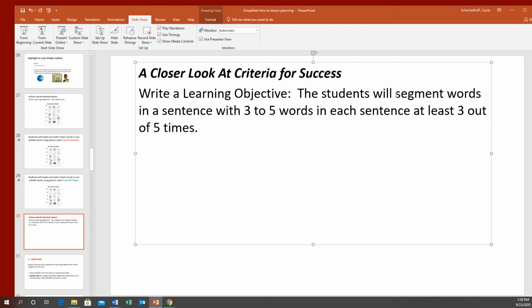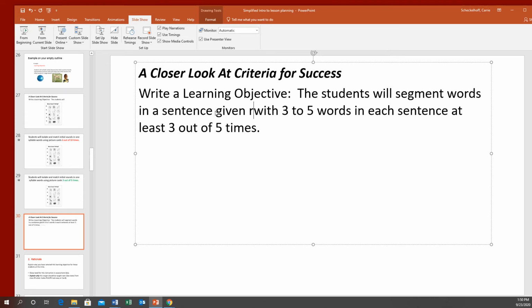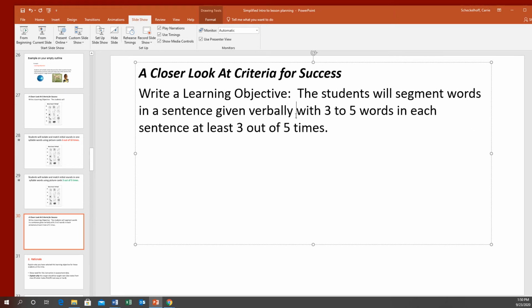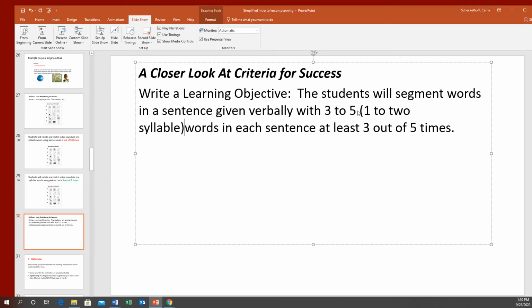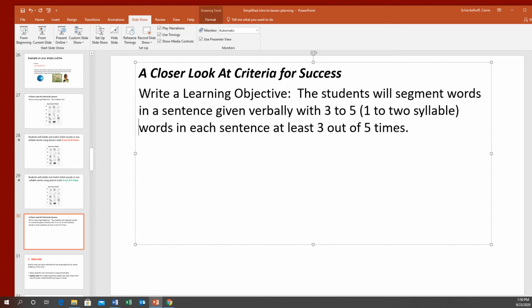Here is my active verb, segment words in a sentence. With 3 to 5 words in each sentence is my condition. At least 3 out of 5 times is possible if I was going to give 5 sentences. I could add to this. I could say the students will segment words in sentences given verbally, with 3 to 5 words, and I could say 1 to 2 syllable words in each sentence at least 3 to 5 times.